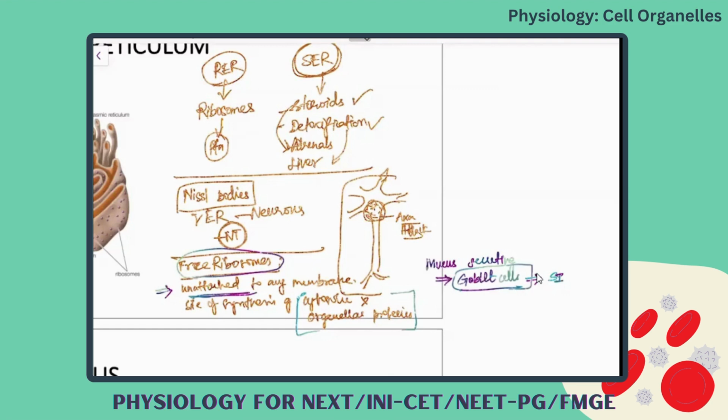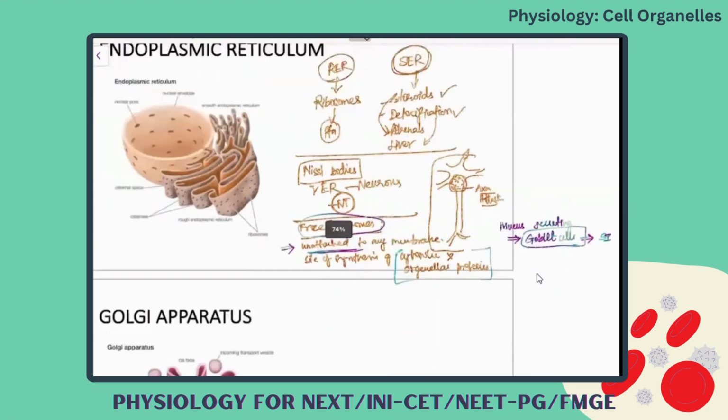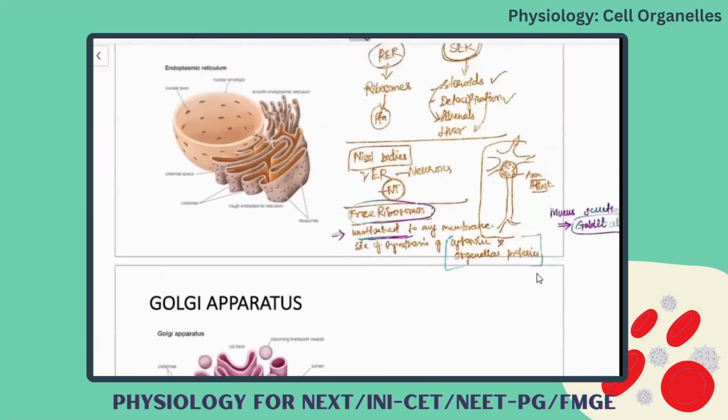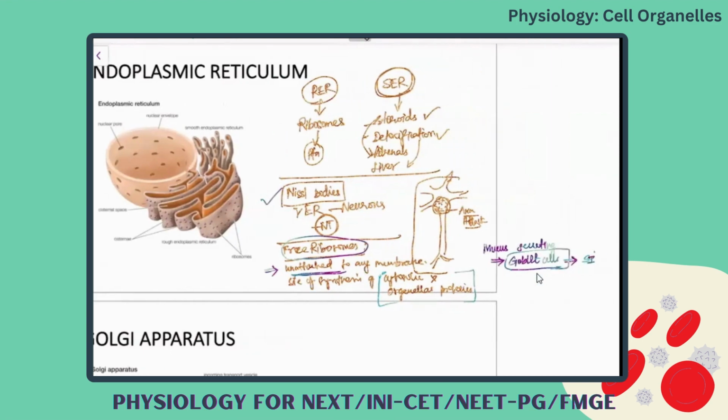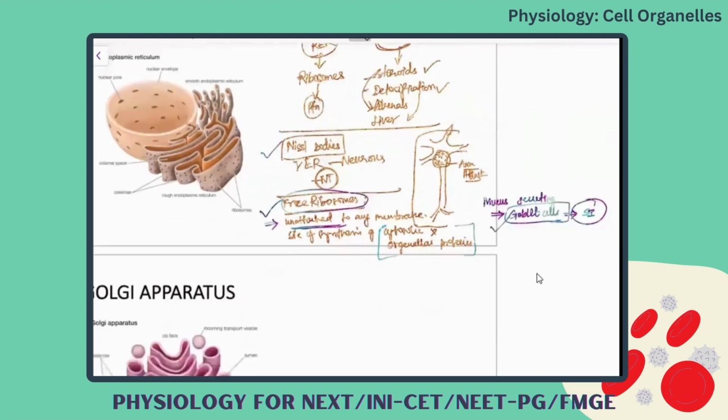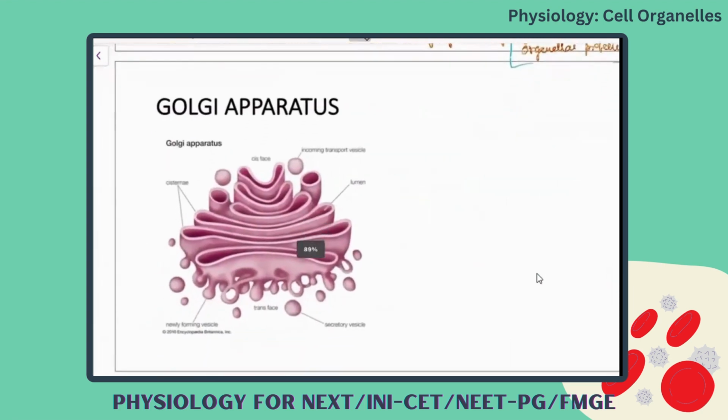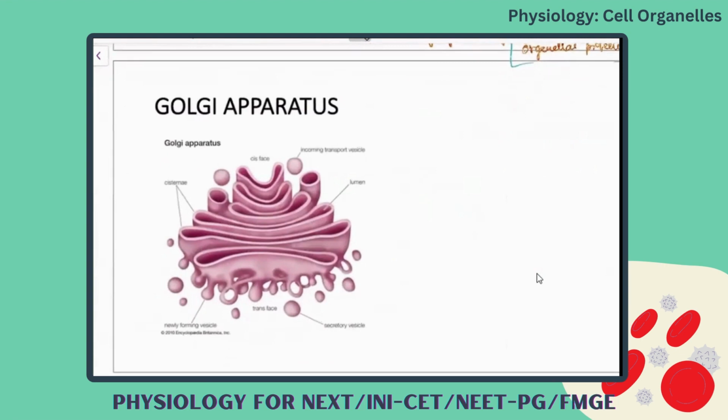Okay, so that is about the endoplasmic reticulum. Clear with the endoplasmic reticulum, rough and smooth? Yes. And the endoplasmic reticulum in the neuron is the Nissl granules, and in the small intestine it is the goblet cells, which have the free ribosomes. Okay, clear? And now we will move on to the Golgi apparatus.